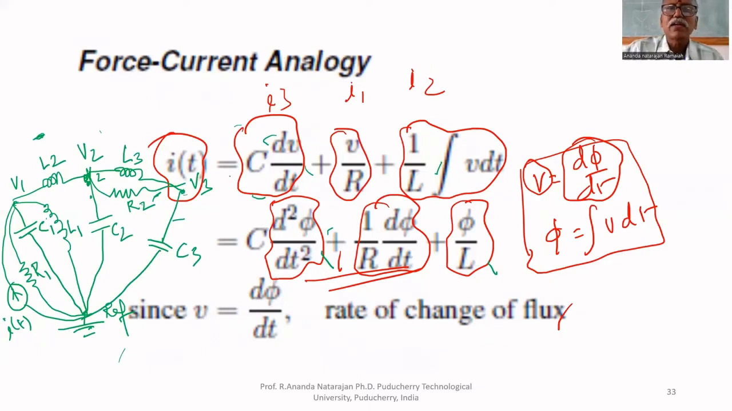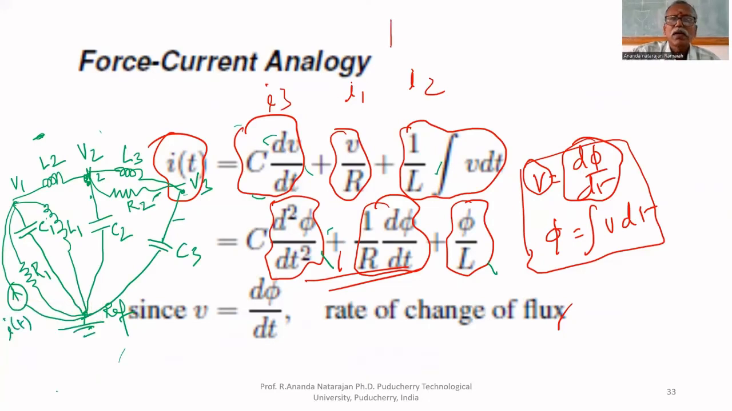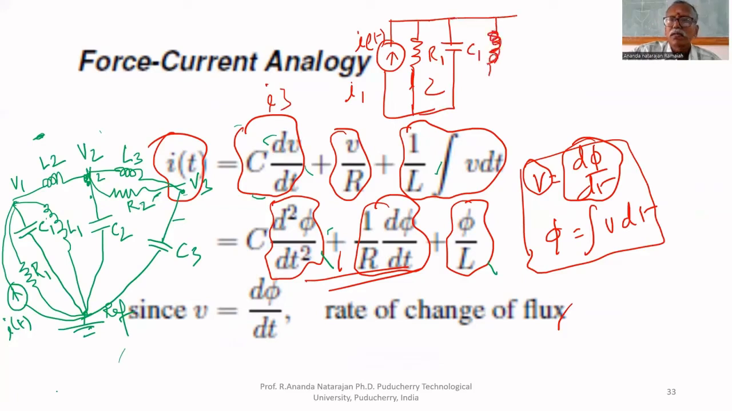That's why we have to draw it again. We'll draw here the current source I of t, R1, C1, and L1. Then this is V1. This is also V1. This is also V1. No element is connected between them, that's why all are at V1.